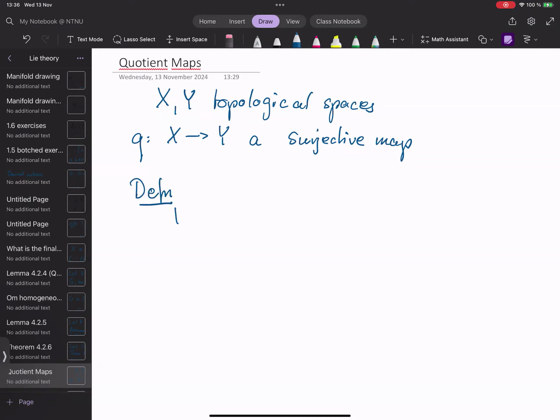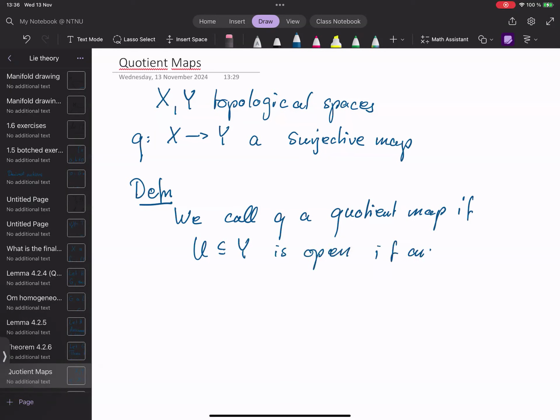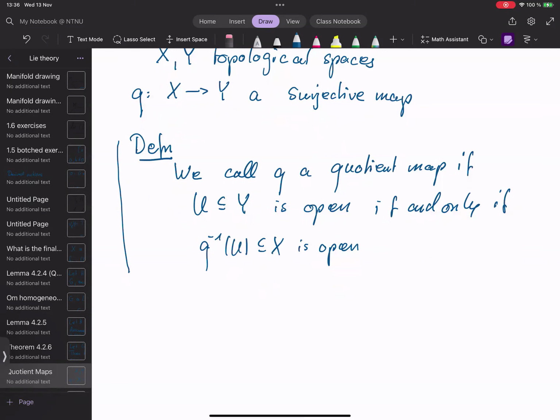So we call Q a quotient map if U in Y is open if and only if the preimage of the set in X is open. So what one should think about this definition and about the quotient maps: in a certain sense, this quotient map completely determines when sets in the target space Y are open.